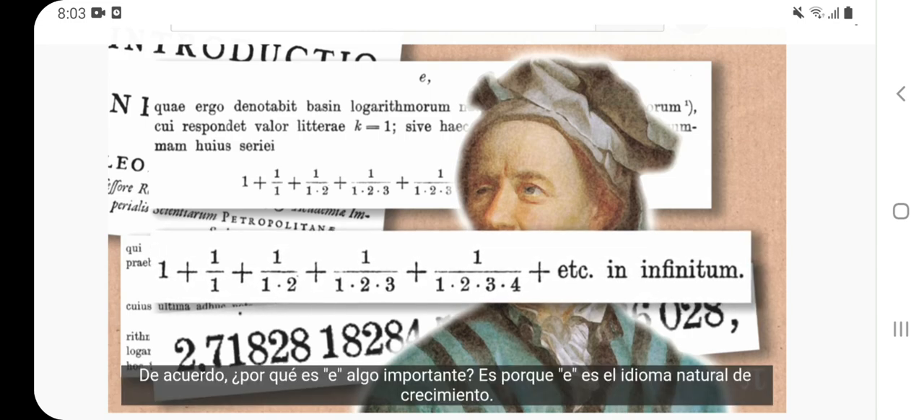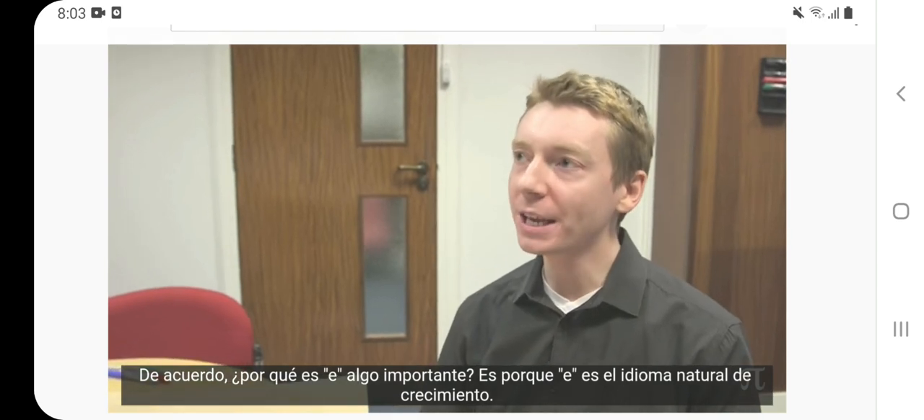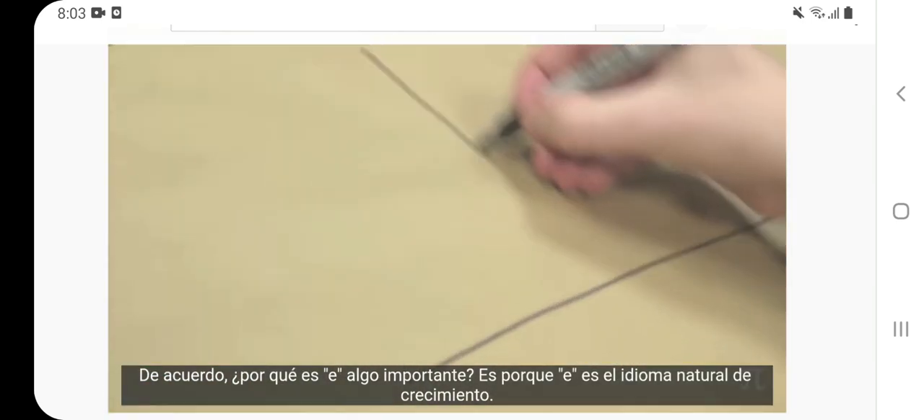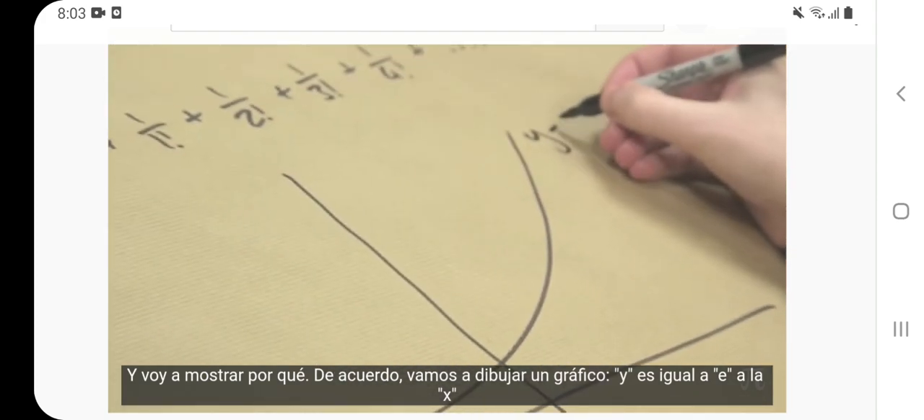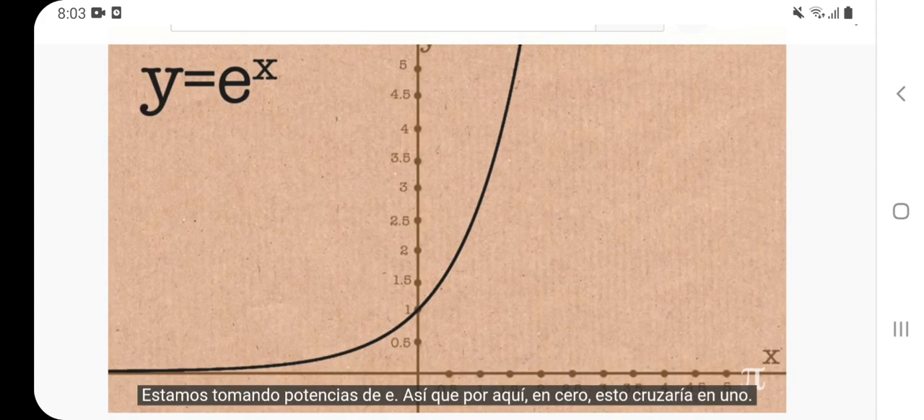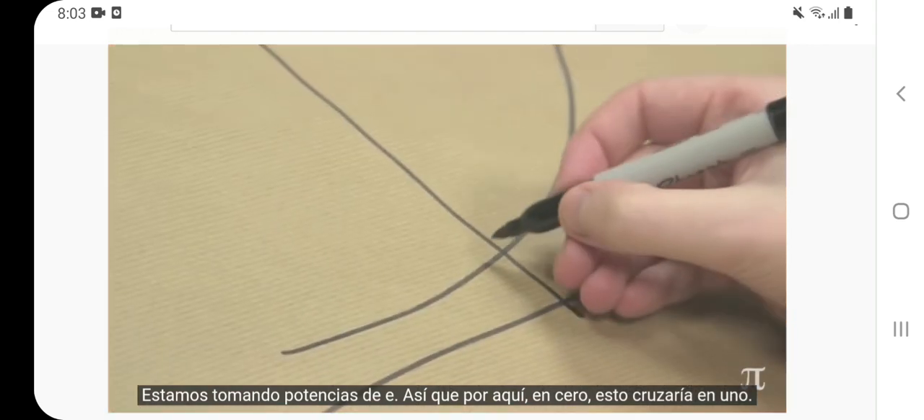Okay, why is e a big deal? It's because e is the natural language of growth. And I'll show you why. Okay, let's draw a graph. y equals e to the x. So we're taking powers of e. So here at 0, this would cross at 1.